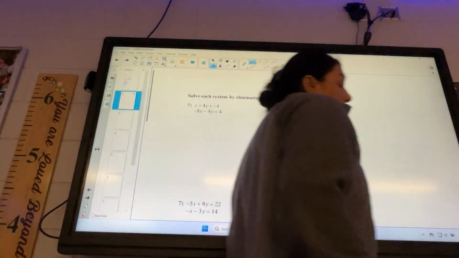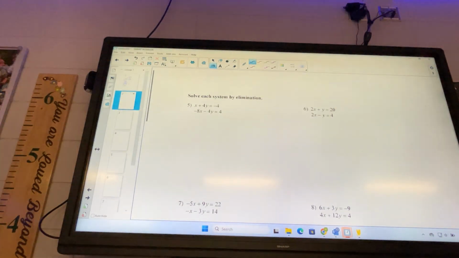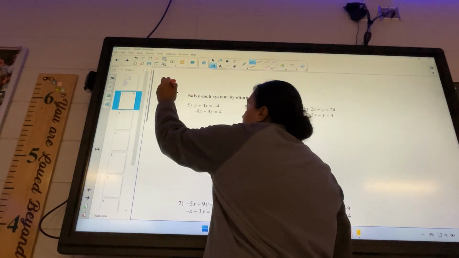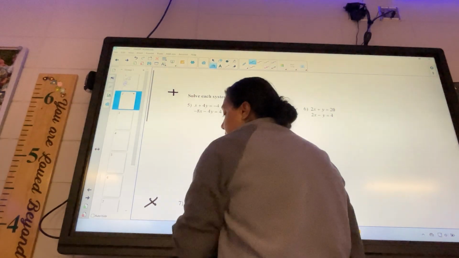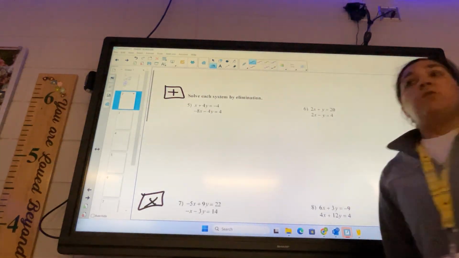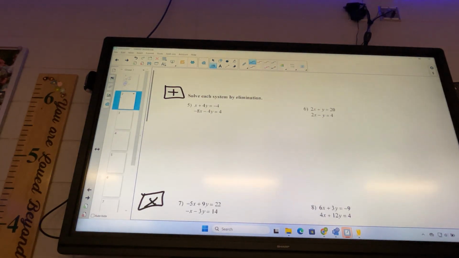Okay, number 5 is elimination. Okay, the first elimination one is going to be the addition elimination. Okay, this is going to be the addition. I can tell you right now that this is going to be a multiplication elimination. Okay, so you can kind of write yourself a note when you take your final. The very first one is going to be an addition one.